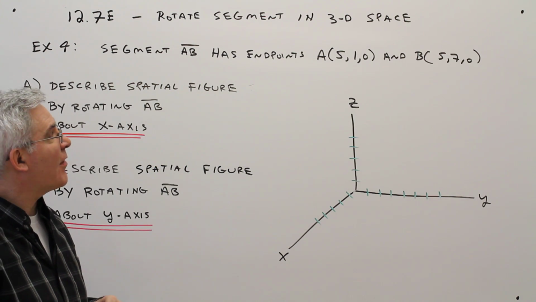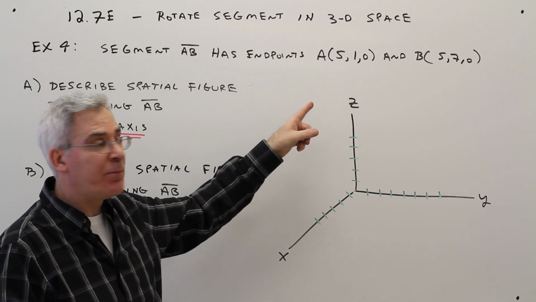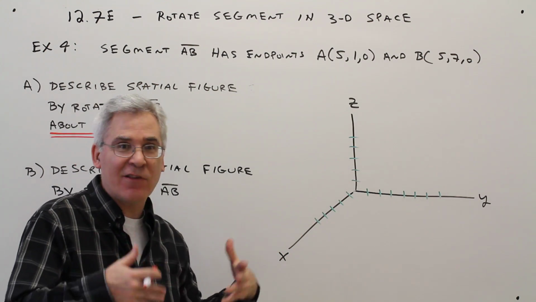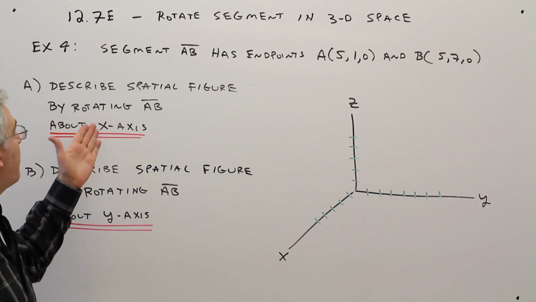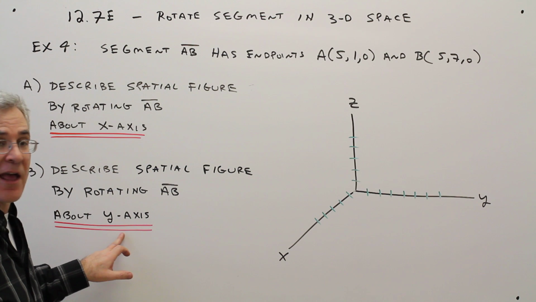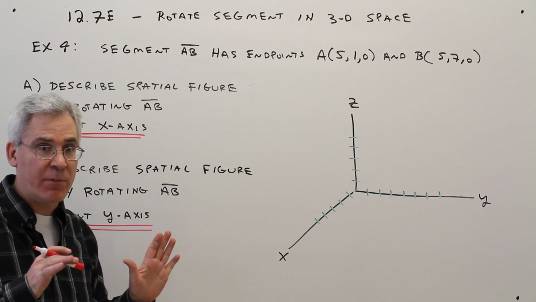Segment AB has endpoints of A (5, 1, 0) and B (5, 7, 0). So when we come along the x-axis, that makes it a little bit more challenging. Describe the spatial figure obtained by rotating segment AB about the x-axis, and then again about the y-axis. Again, which axis you rotate about is extremely important.